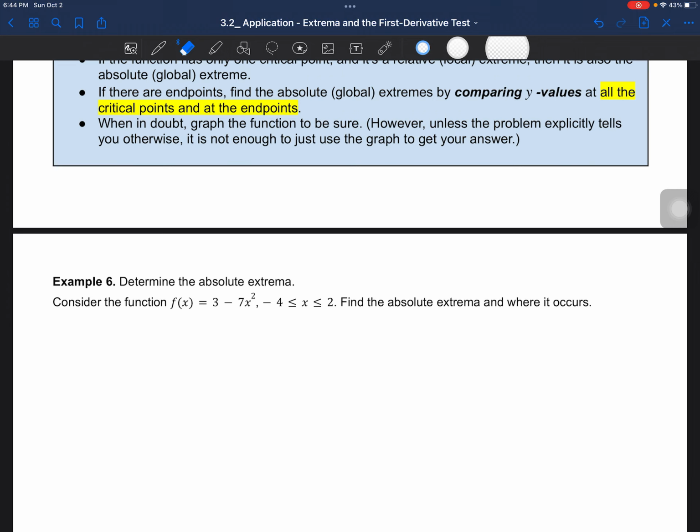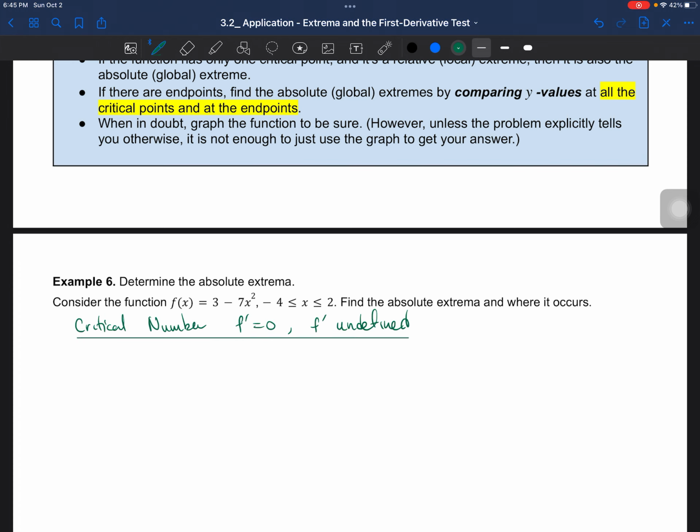So you heard me say we're gonna find the critical numbers, so let's jump in with the critical numbers, right? The critical number happens whenever the derivative is zero, or whenever the derivative is undefined. So here we go. That means we have to find the derivative of this.